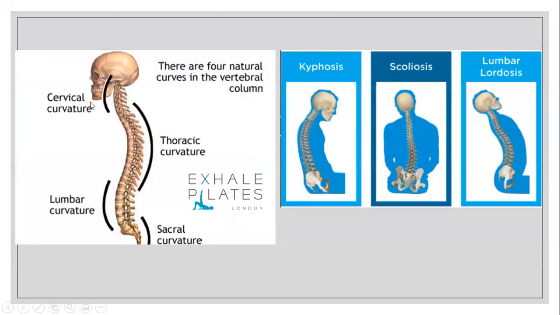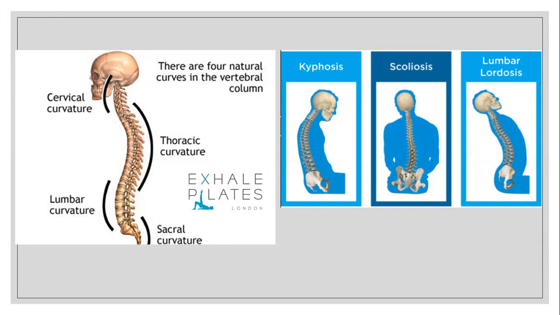The next picture shows the spinal curvature in lateral view. When you look at the spine laterally, from the side, you will see several curvatures: cervical curvature, thoracic curvature, lumbar curvature, and sacral curvature, right? So the first picture shows kyphosis, the second picture shows scoliosis, and the third picture shows lordosis.